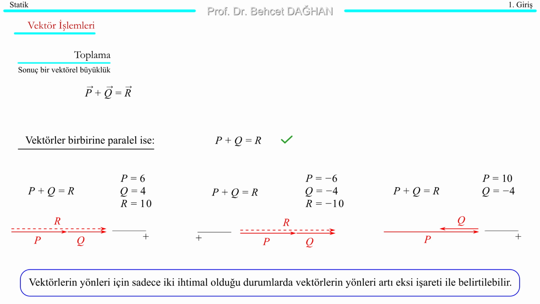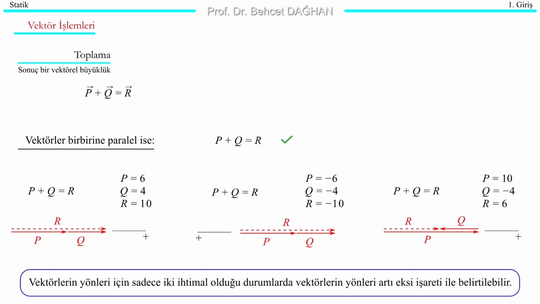This time, let P and Q be parallel to each other but in opposite directions. Let P be 10 units. Let Q be 4 units. When we choose the right side positive, P becomes positive and Q becomes negative. We write the sign originating from its direction in front of it. We write Q equals minus 4. Let's substitute it in the formula. Let's add 10 to minus 4. The result is 6, positive, plus 6. That means we got a vector R in the positive direction.